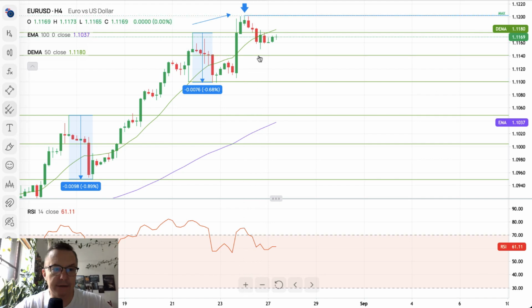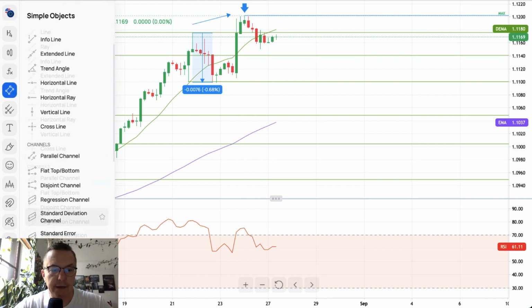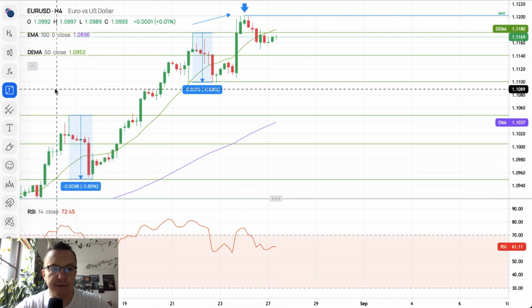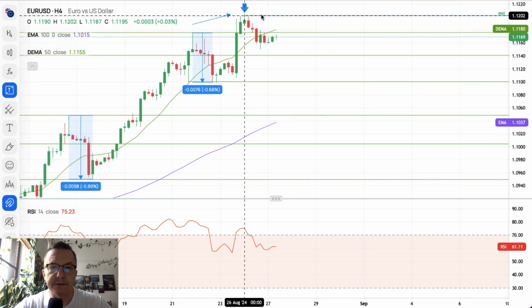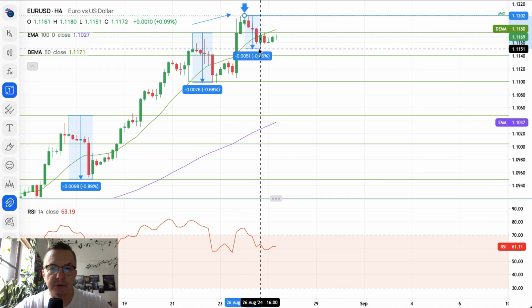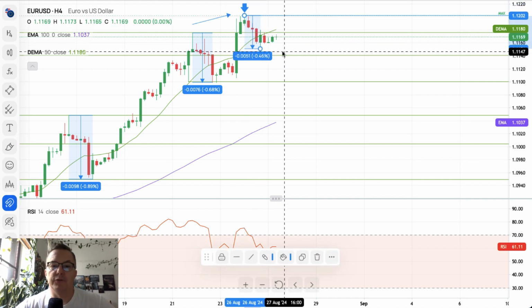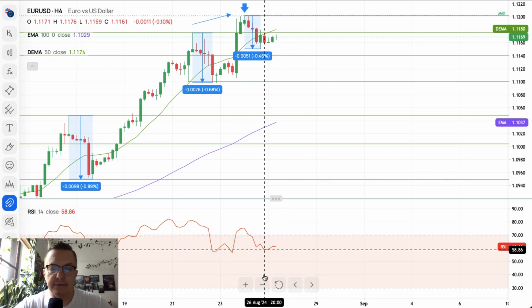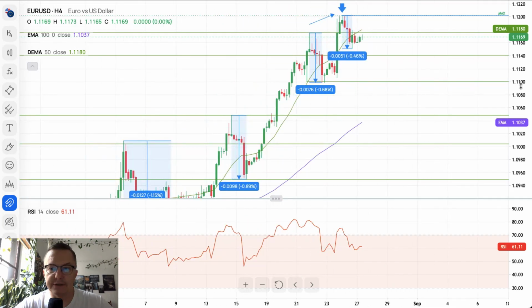We got this kind of correction here. Let me just find out how big is that correction actually. So from the top to the recent bottom is minus 0.46%, which is not that bad, and this is definitely the shallower correction during this up move.